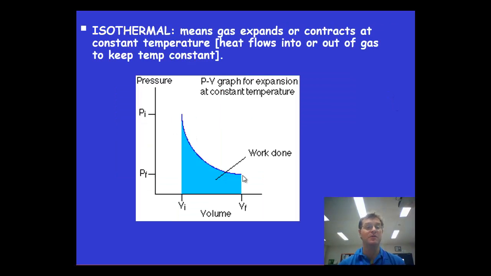Next term or process I'm talking about is isothermal. This means the gas expands or contracts at a constant temperature, so heat needs to flow into or out of the gas to maintain that constant temperature. As we can see here, work done is still going to be the area underneath the line of change. We've got an initial pressure and volume, and a final pressure and volume, and that change is shown by the line, and the work done is the area underneath that line.